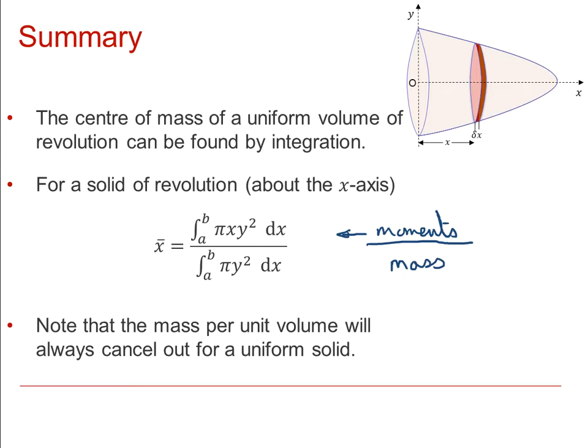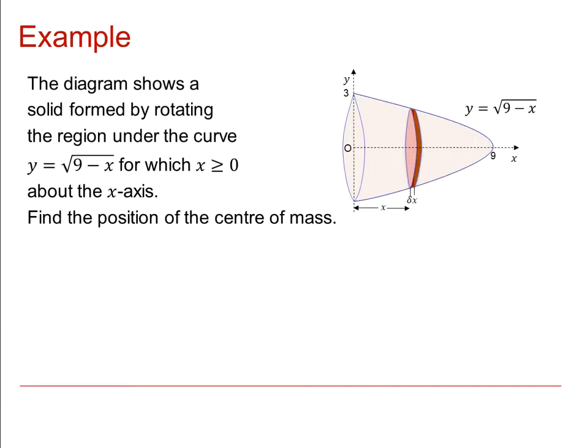So let's look at that now in a particular example. Here we've now given the function of y as being equal to the square root of 9 minus x, and we're looking at this object for x greater than or equal to 0. So our integral is going to run from x equal to 0 up to x is equal to 9, and we need to calculate the total moment of each of these disks and then divide by the total mass.